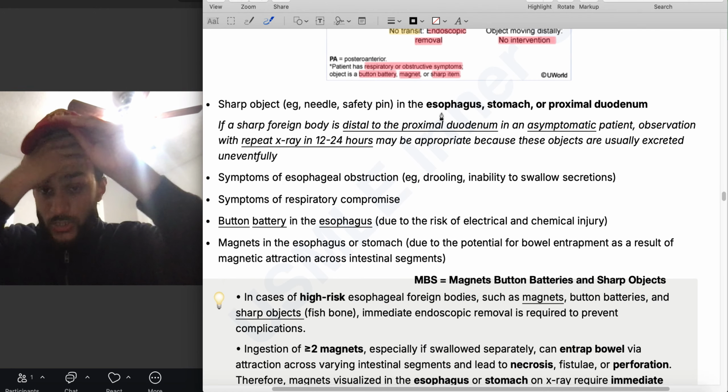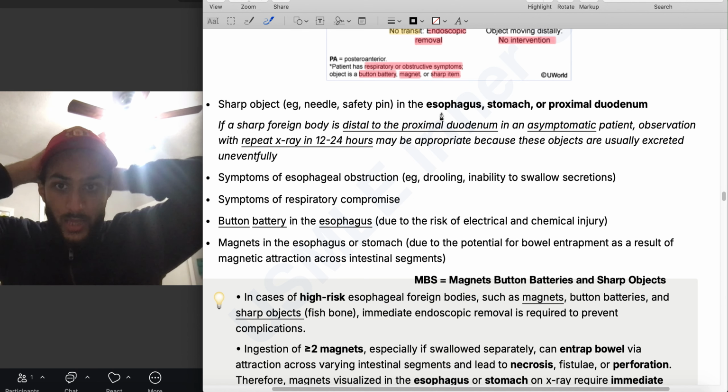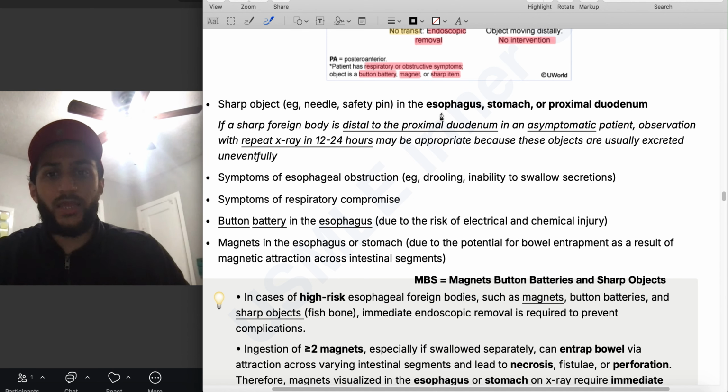So we can see over here the sharp objects: a needle or safety pin in the esophagus or stomach. If the sharp object is distal to the proximal duodenum and asymptomatic, repeat the X-ray in 24 hours because these objects are usually excreted uneventfully. So yeah, we can keep this in mind. All right.